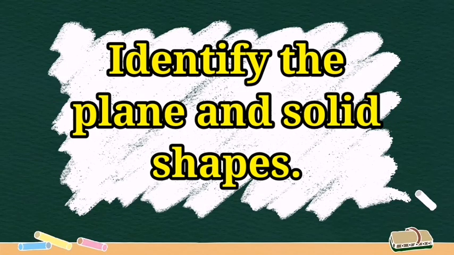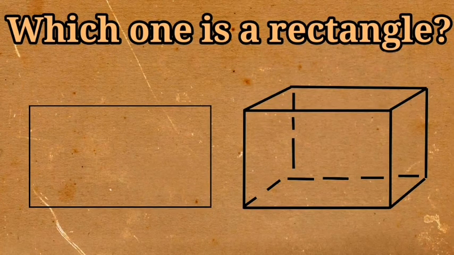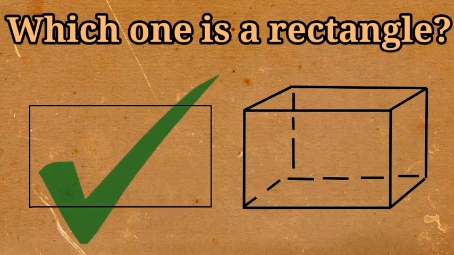Now, can you identify the plane and solid shapes? Let's have a knowledge check. Which one is a rectangle? Remember, a rectangle is a 2D shape. That's right. The first picture is a rectangle because the second picture is a rectangular prism.